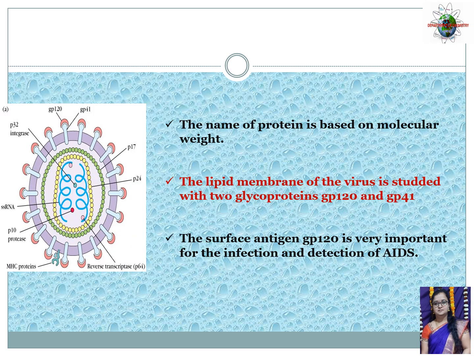The name of the protein is based on the molecular weight. The lipid envelope of the virus is studded with 2 glycoproteins, GP120 and GP41. The surface antigen GP120 is very important for the infection and detection of AIDS.